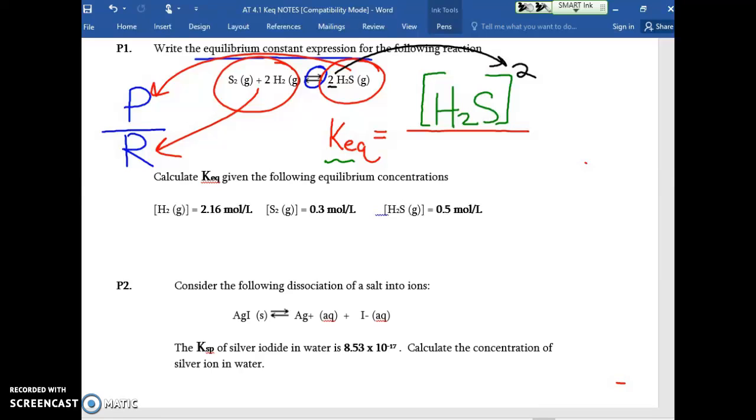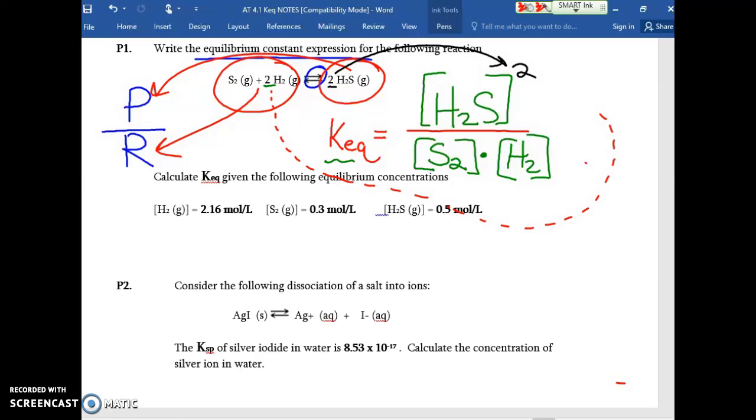What goes downstairs? Well, the reactants. So I put the concentration of sulfur gas times the concentration of hydrogen gas. What do I do with the 2, class? It becomes the exponent. There we go. Guys, that's an equilibrium expression. Is that difficult?